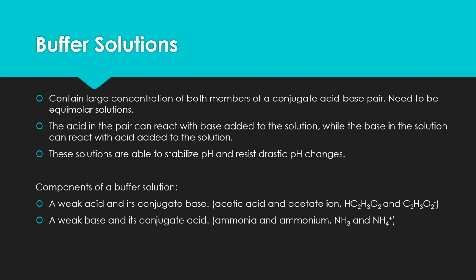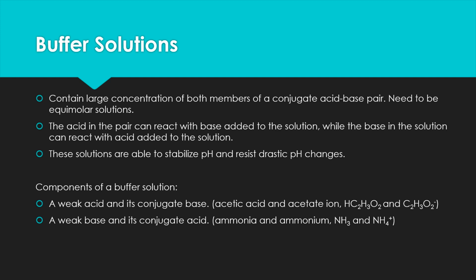Okay. So what are the components of a buffer solution? So you can have a weak acid and its conjugate base. So for instance, acetic acid and an acetate ion. Those two things would form in equal molar solutions a really nice buffer. Or we could have a weak base and its conjugate acid. So ammonia is a weak base. Its conjugate acid would be ammonium ion. So if we mix those, we could get that buffer solution.